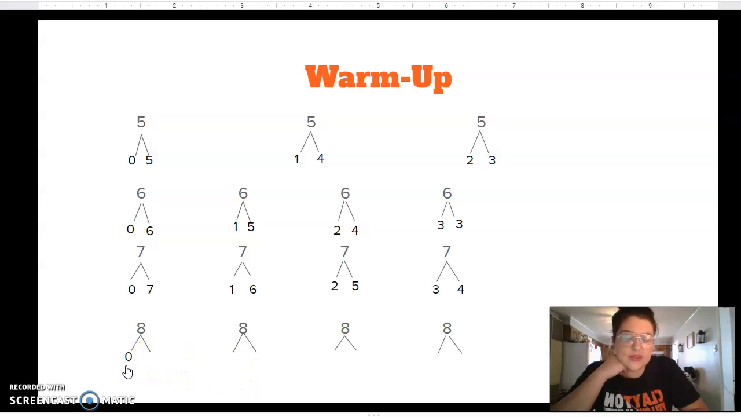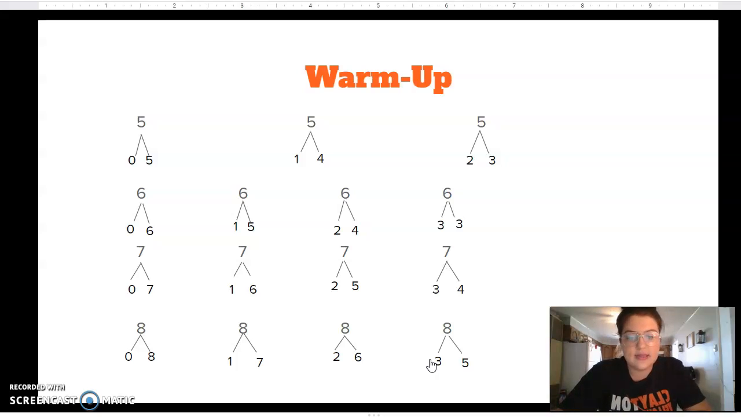Okay, the number 8. 0 plus what equals 8? 8. 1 plus what equals 8? 7. We use 2. We know that 2 and 6 make 8. Okay? 3. 3 plus what equals 8? 5. Now you guys could come up with different ones for this. These are just ones that I use to be able to do this lesson with you guys.